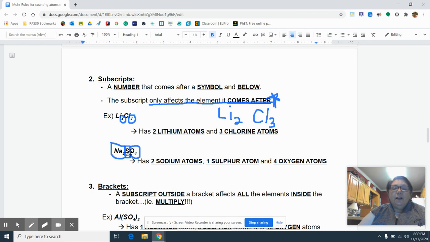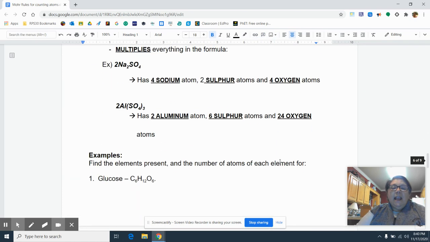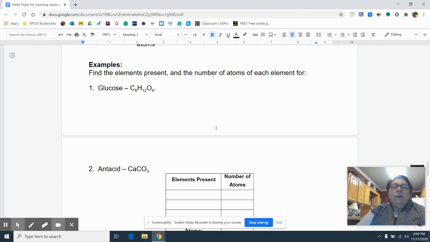So you're going to have 2 sodium. There is no number after the S. That is sulfur. So that's an understood 1. So there's only 1 sulfur and 4 oxygen. I hope I'm not losing you guys yet. Okay, before I talk about brackets and coefficients, I want to try and do a practice one.